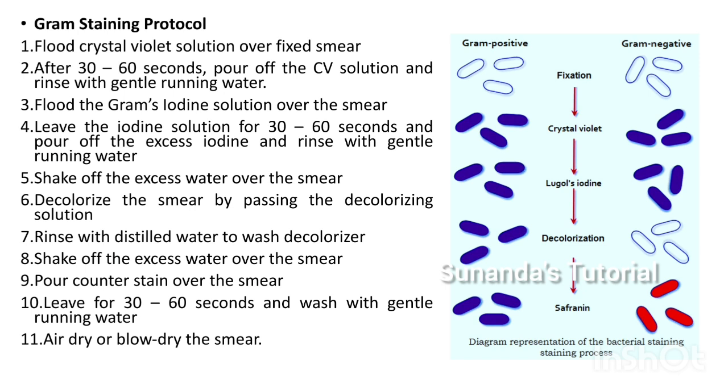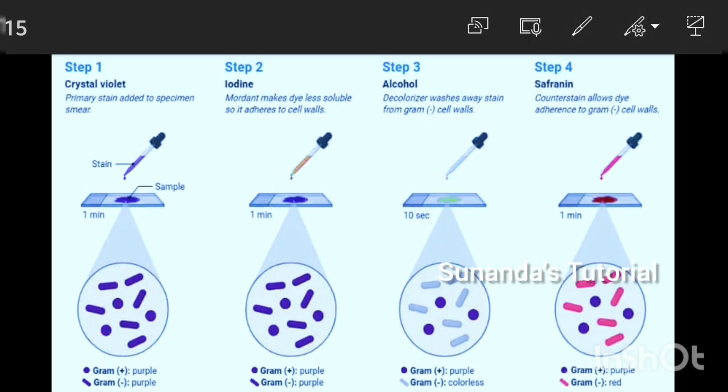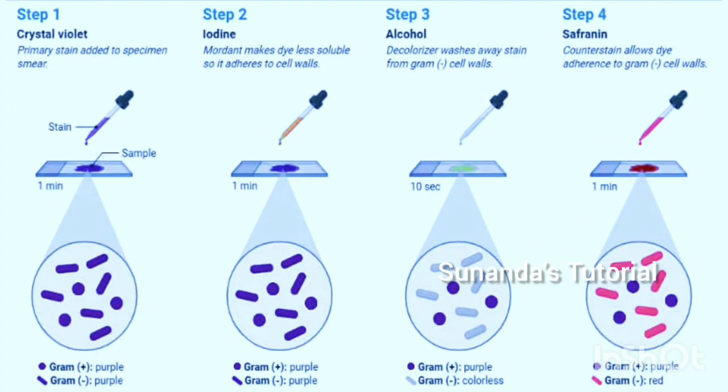Then we have to leave it for the next 30 to 60 seconds and finally wash with gentle running water. Then we have to dry it gently using a tissue paper or simply by the blow dry method. Then after 1 minute we will observe this slide under the microscope. Okay, so this is the overall process of gram staining, or a diagrammatic representation of the steps of gram staining.